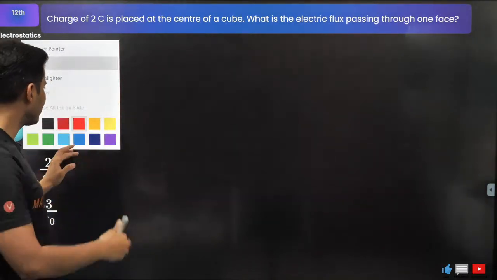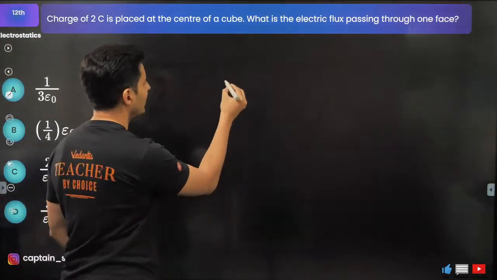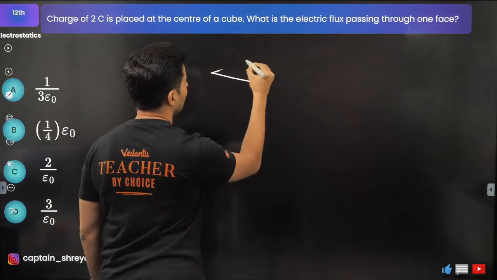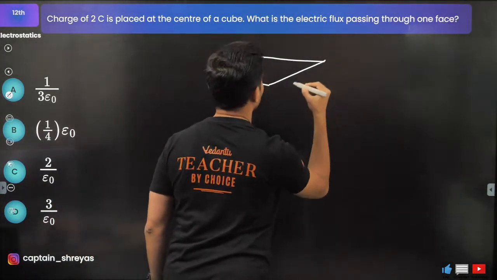Okay. Let's try to solve this question. First of all, I think we will draw a cube. Let's try to draw a cube over here. This is our cube.